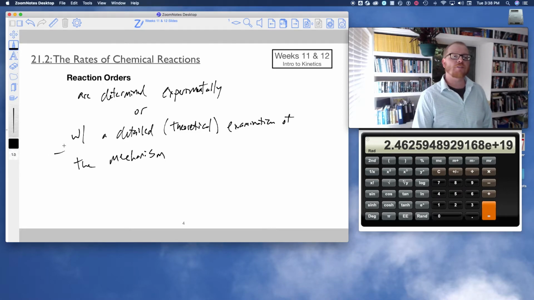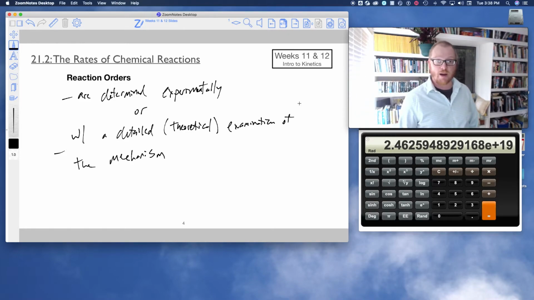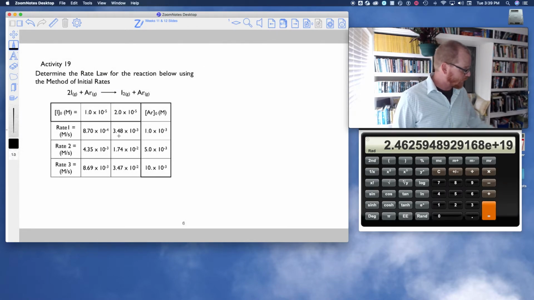But the way that we often start determining reaction orders is by looking at experimental data. Okay? Why did I have so many slides for reaction orders? Okay, this is what I wanted to get to. Okay, doing the method of initial rates.